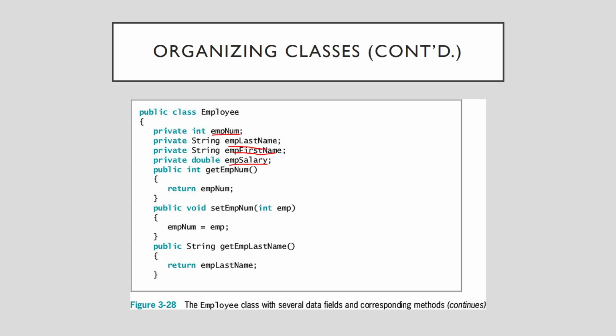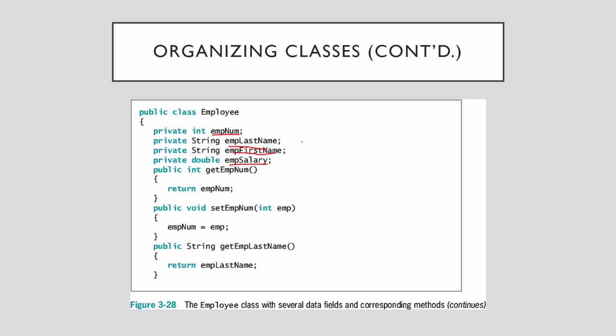right? So after defining the fields for the employee, okay, the setters and getters will follow. Like here, getter for the employee number, setter for the employee number, getter for the name, and setter for the name, and so on.